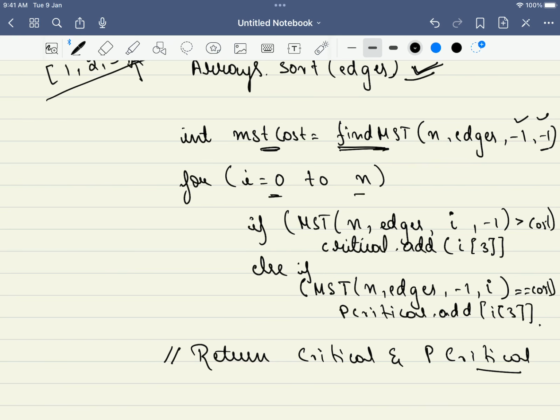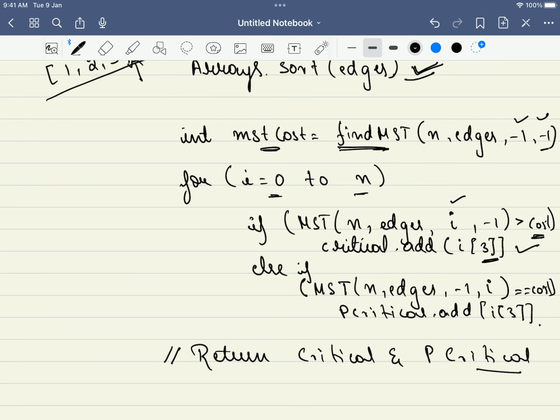For every edge, the first thing is, we will try to exclude this edge. That is, we are blocking this edge. And if the cost increases, what does this mean? This means that it is a critical edge. So we will be adding the index to the critical edges.